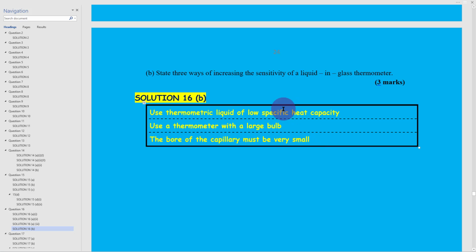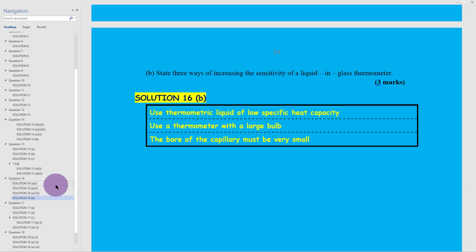So don't confuse these factors with the factors which must be considered when we want to make the thermometer quick acting. If we were to make the thermometer quick acting, instead of using a large bulb, we would use a small bulb. There is some difference here. And of course, the wall of the bulb must be very thin in order for the heat to travel very fast from the liquid into the thermometric liquid.